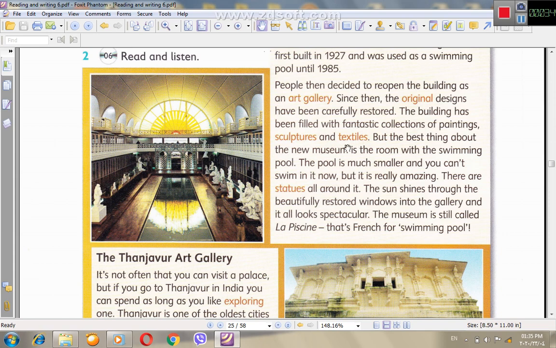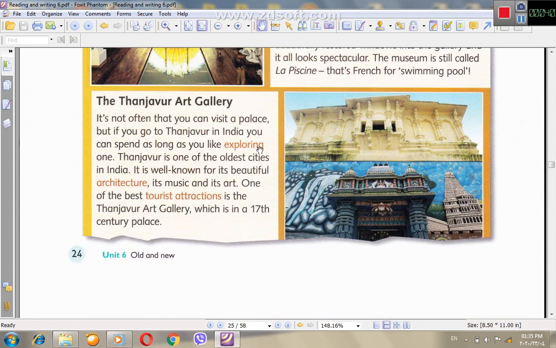Textile, what does textile mean? Textiles means a decoration of a building, just like fabric they put in a building. Statues, what does statues mean? A model of a person made from metal or stone. Exploring, what does exploring mean? Explore means looking around a place to learn something, just like discover. Then architecture, what does architecture mean? Architecture means a design of a building, a design of a house.